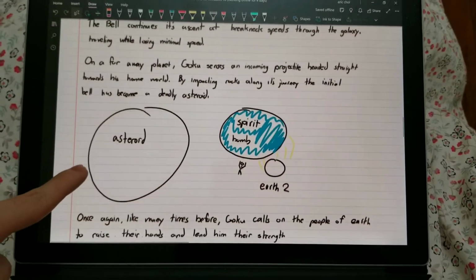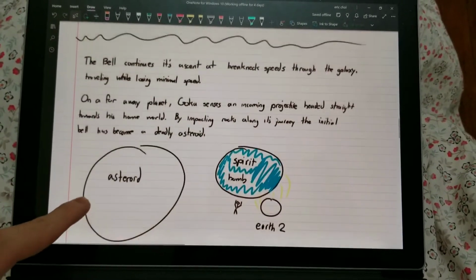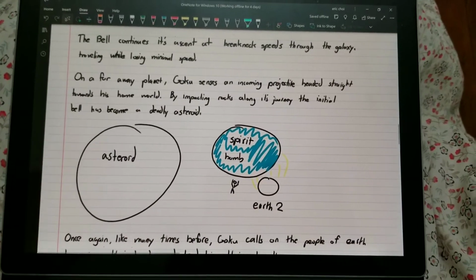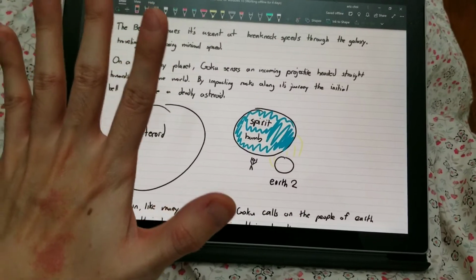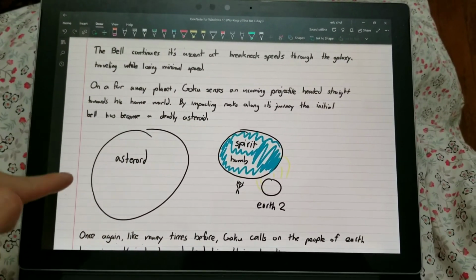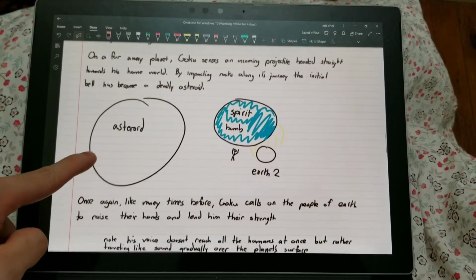And the best way, or most iconic way to do it, other than a laser beam, is the Spirit Bomb, which utilizes the power of everyone on Earth by raising their hands up. I think you can see where I'm going with this.